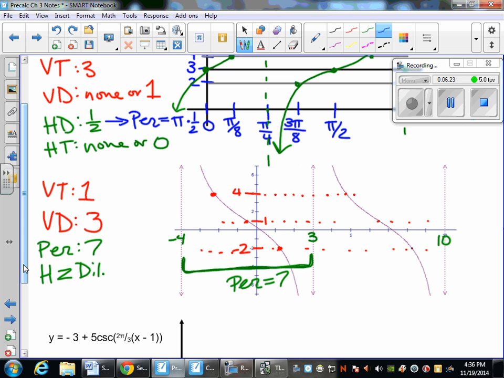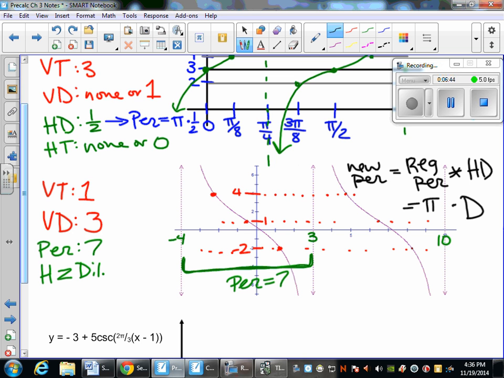We know that the little formula says that my new period, I always find that by taking the regular period and multiplying by that horizontal dilation. I don't know the horizontal dilation, so I'll call that d, but I know the regular period of a cotangent is pi, and the period of this graph is 7. So solving that for d must have been 7 over pi. This horizontal dilation is 7 over pi. So when we put it in the equation, it's going to be pi over 7.